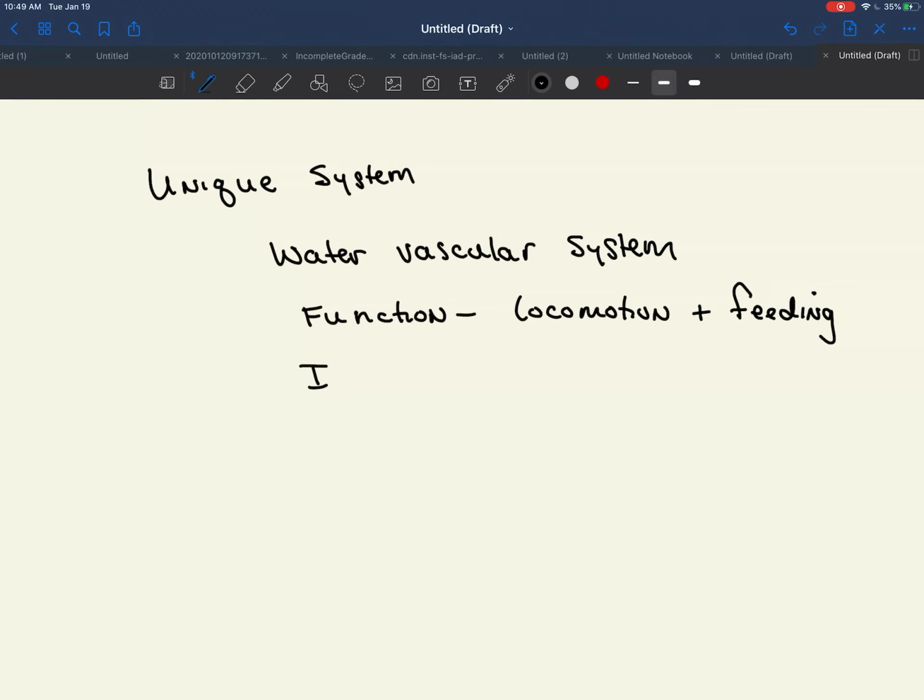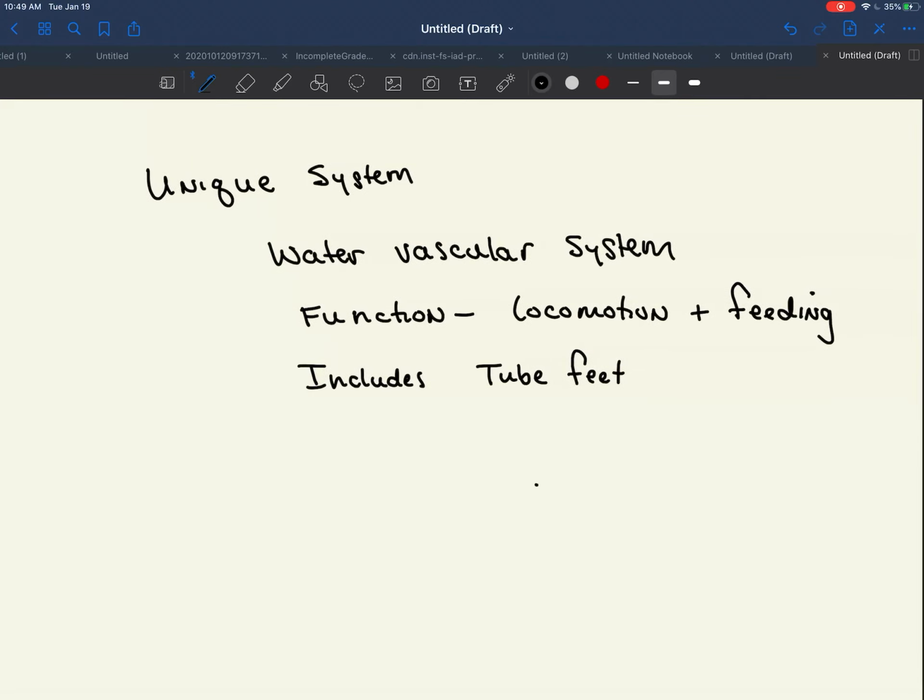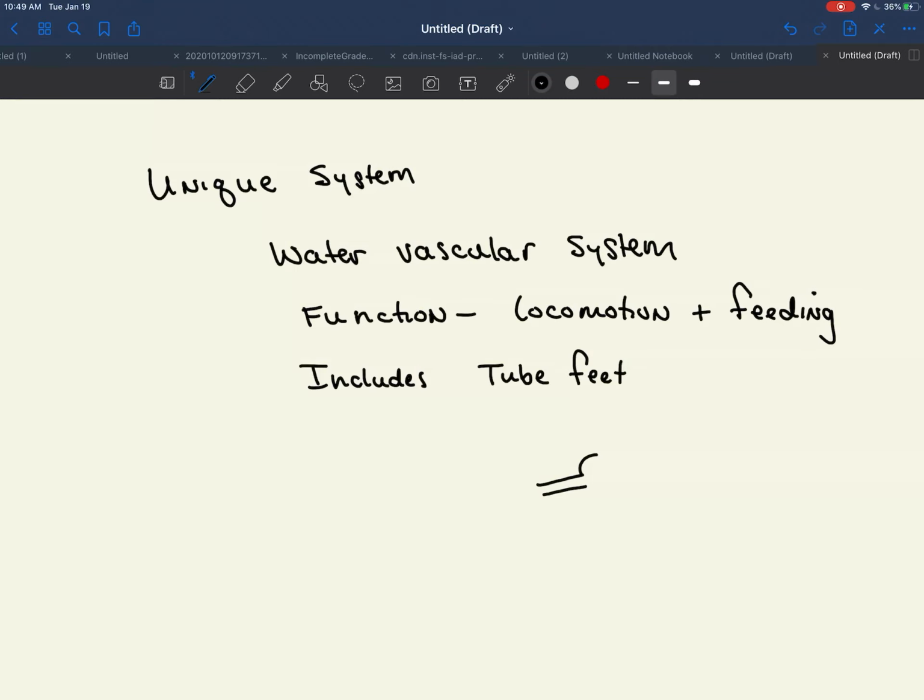Okay. It includes tube feet. So on the bottom part of a sea star, for example, we might have a structure which is connected to a whole series of water canals. And this is my tube foot. So this is one tube foot. It has a structure called an ampulla. This ampulla actually has muscles in it, so I might draw those muscles in.